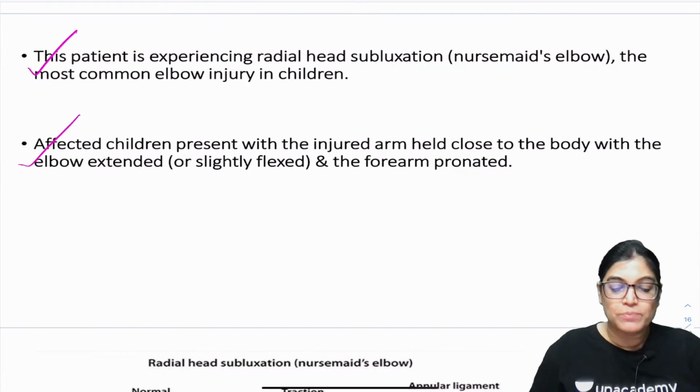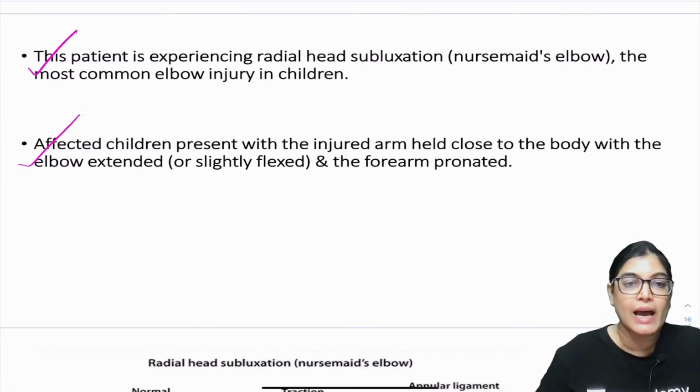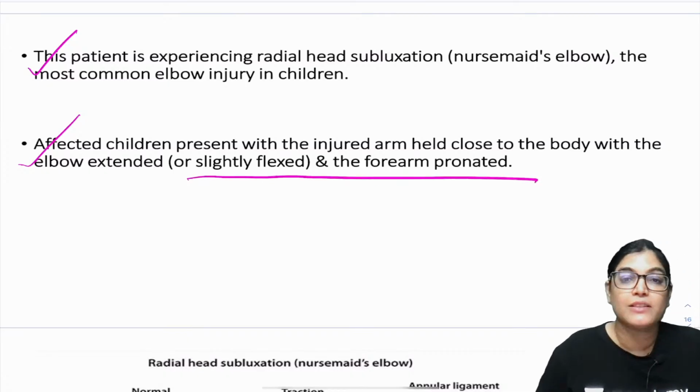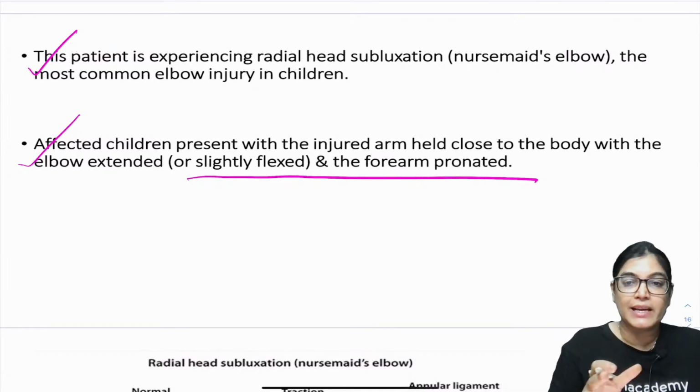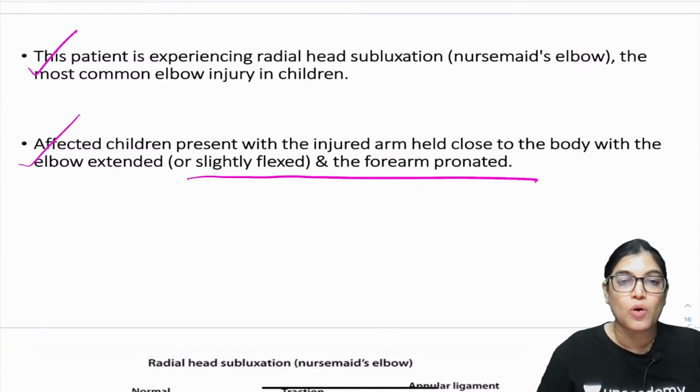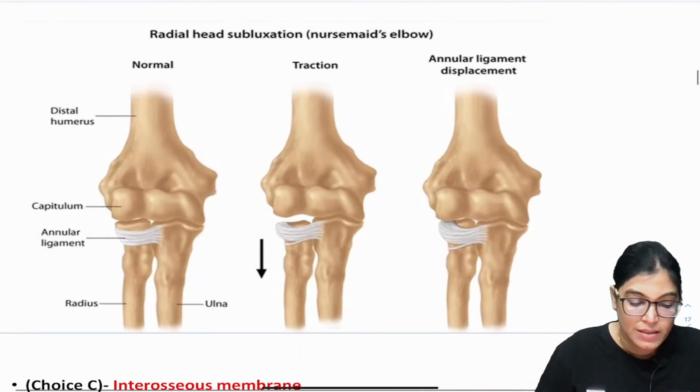Affected children present with an injured arm, and the child will come holding the arm close to the body with the elbow extended or slightly flexed, and the forearm is pronated. So what I have written as the second point is the presentation of the child when he or she comes to the OPD clinic: radial head subluxation or nursemaid elbow.